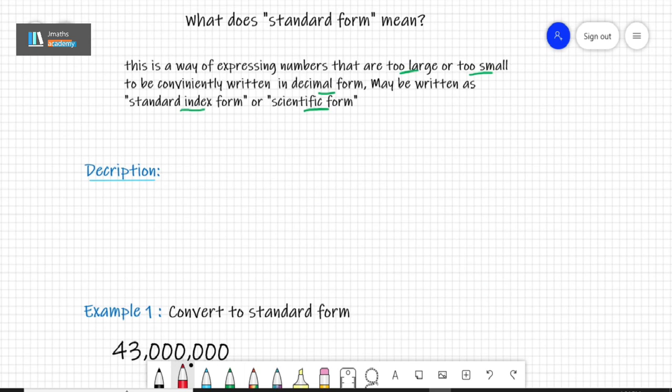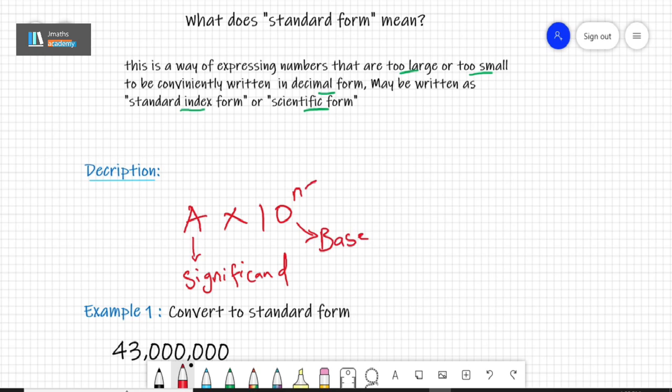So a standard form expression should look this way: a multiplied by 10 raised to the power of n, where a is termed the significand, 10 the base, and n the exponent.